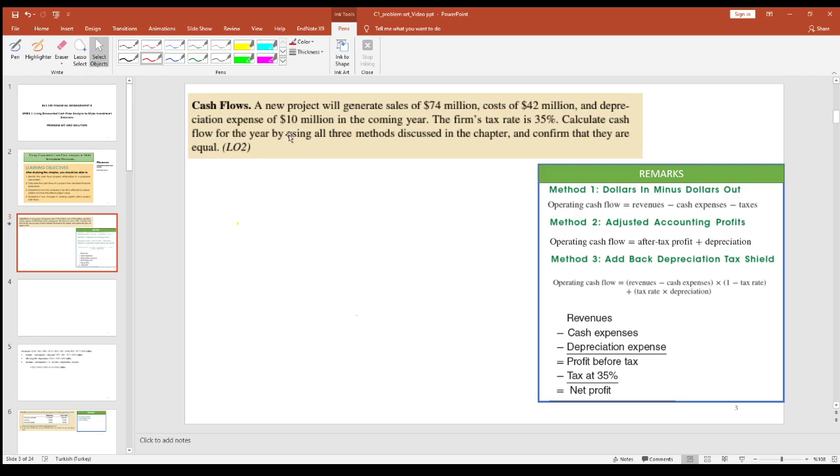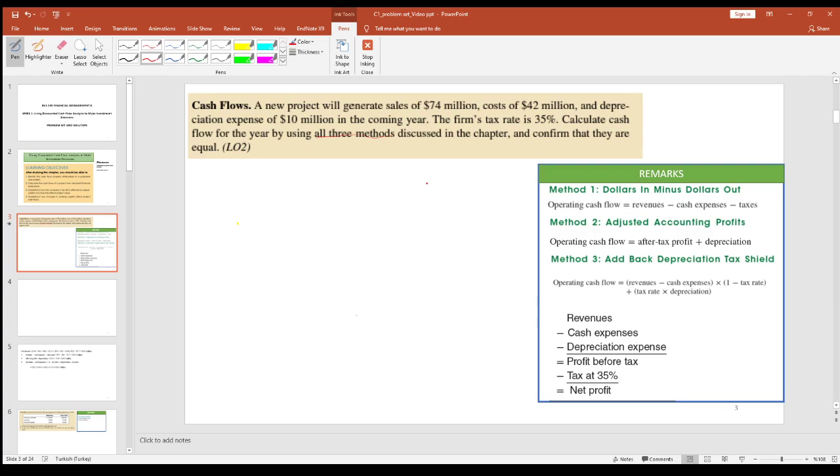Let's first take a look at the problem. A new project will generate sales of 74 million, cost of 42 million, and depreciation expense of 10 million in the coming year. The firm's tax rate is 35%. Calculate cash flow for the year by using all three methods discussed in the chapter, and confirm that they are equal.